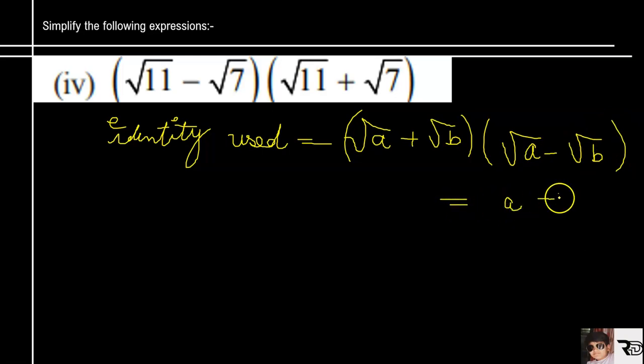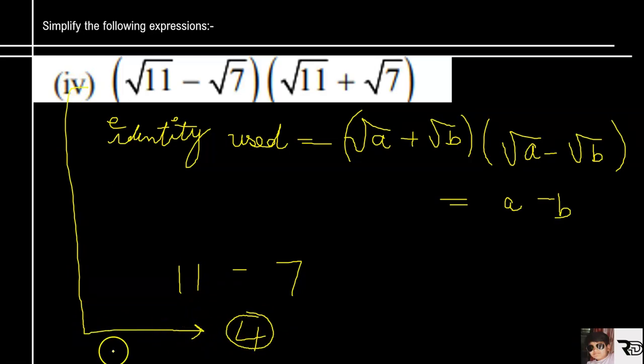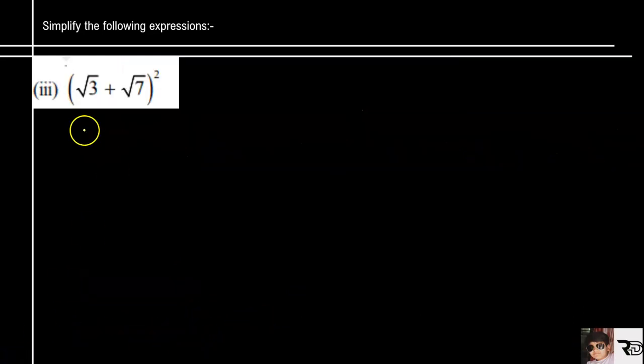So this would become 11 minus 7, which would be equal to 4. Alright, so the answer on simplification to this expression would be 4. Let's move to the next, which is root 3 plus root 7 whole square.